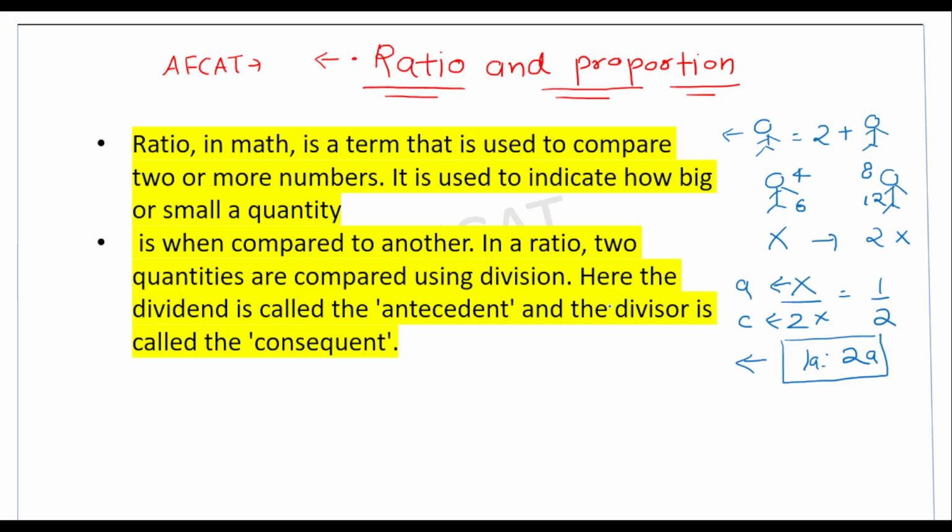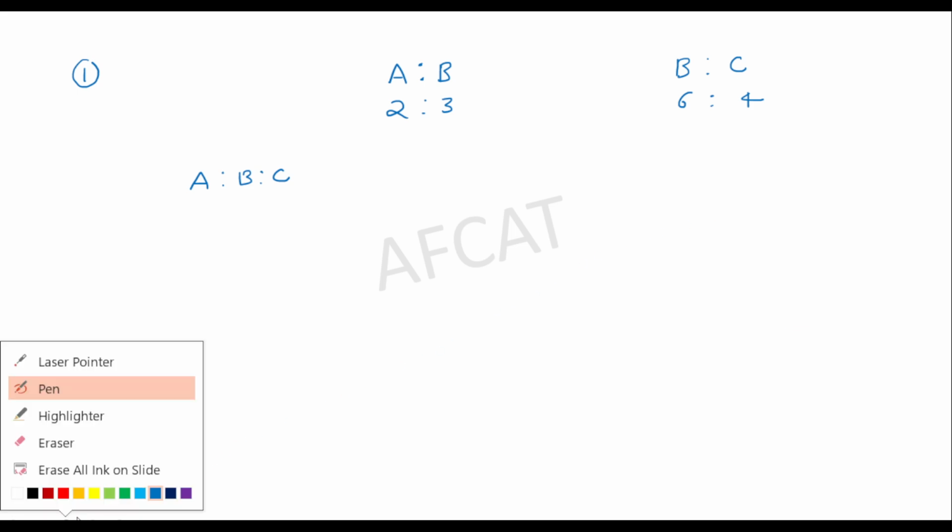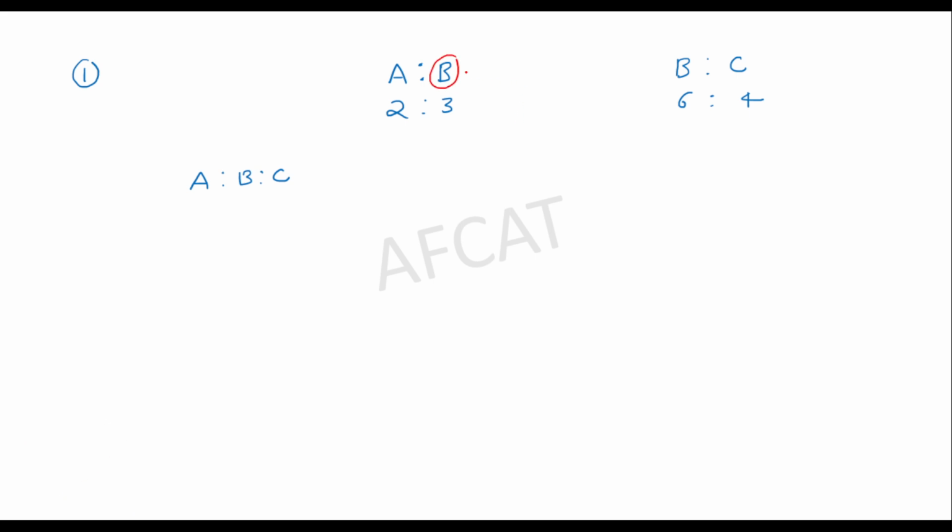Let's suppose this is a question: A ratio B is 2:3 and B ratio C is 6:4. The question is, what is A ratio B ratio C? This is the first question. So how are you going to tackle it? You have to merge the ratios, and you have to see the common thing here, that B is common. B is here, B is also here, but B's value is different. So you will make sure the B value is the same.